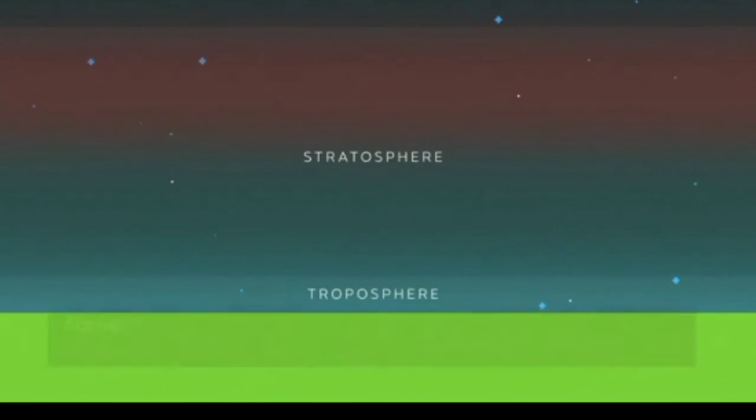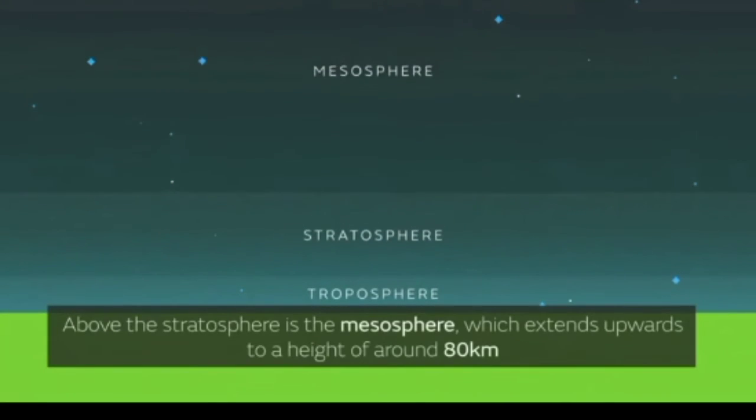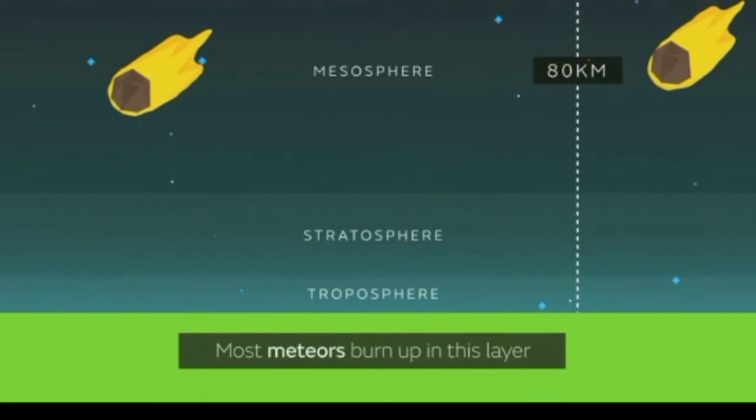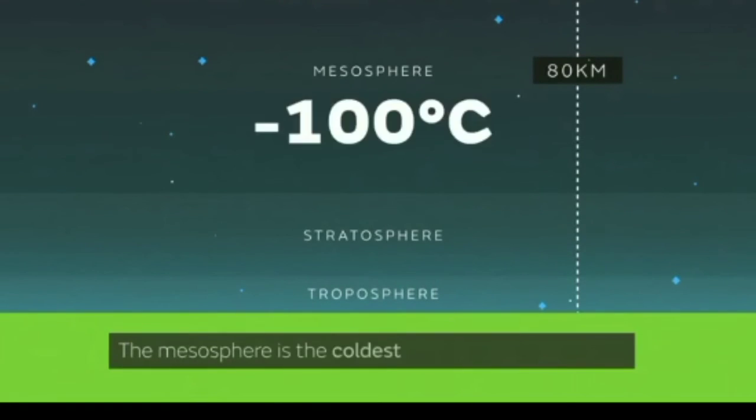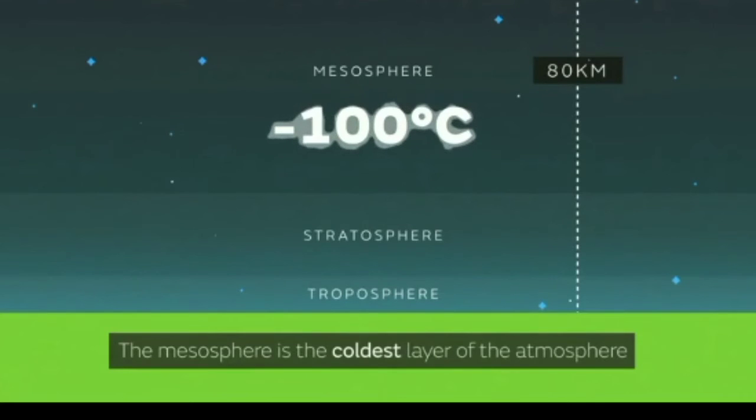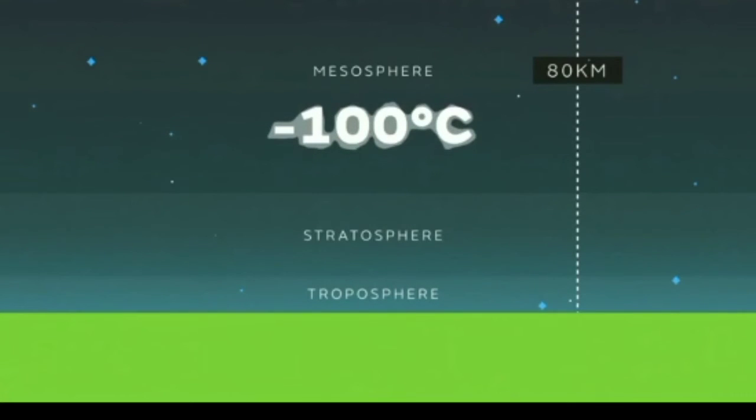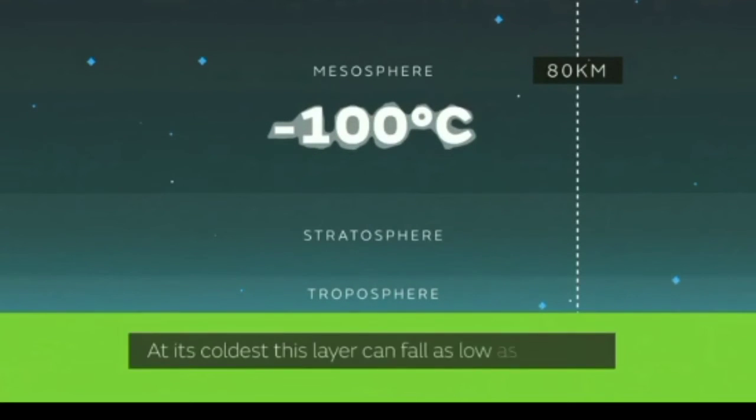Above the stratosphere is the mesosphere, which extends upwards to a height of around 80 km. Most meteors burn up in this layer. The mesosphere is the coldest layer of the atmosphere, and temperatures can fall as low as negative 100 degrees Celsius.